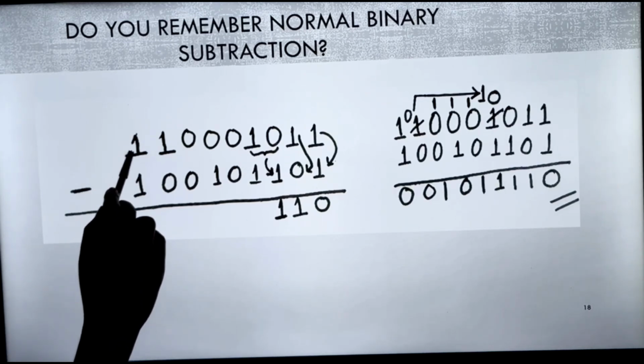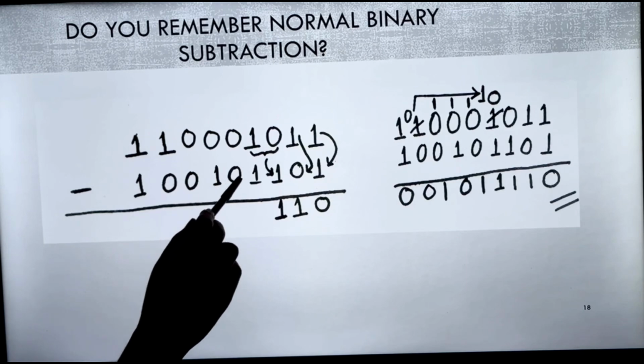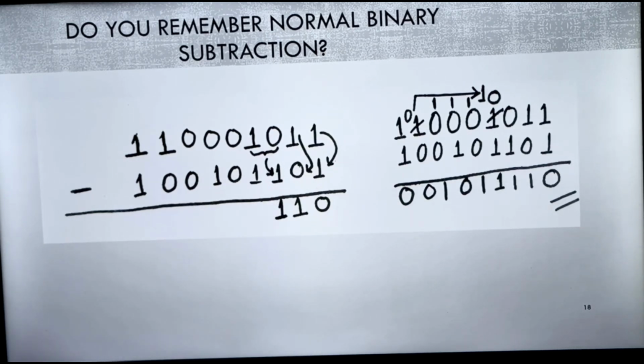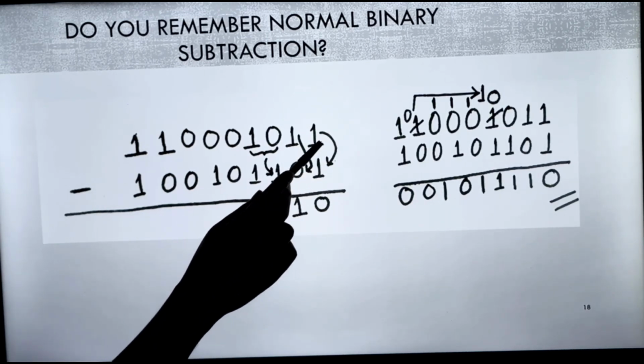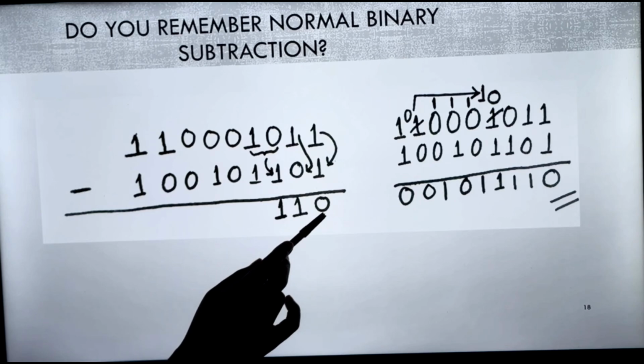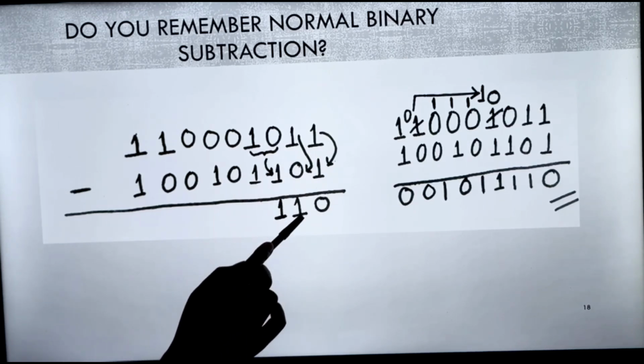This is the first number, 1100010101, and this is the second number, 100101101. If I ask you to subtract this from this, how to do that? Just listen carefully. What will I do? 1 minus 1 is 0. You have to remember that. 1 minus 1 is always 0. And 1 minus 0 is 1.